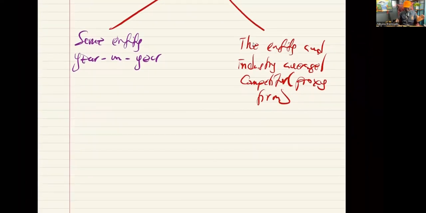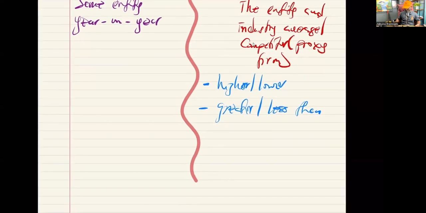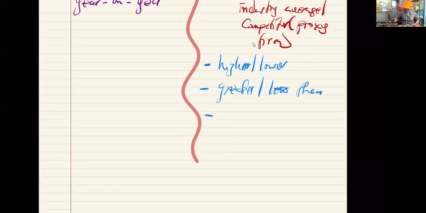Why is this important? Because your choice of words has to be very crucial here. Now, if you are comparing the entity with an industry average, then you have to use words like, it is higher or lower, it is greater or less than. You have to use those words.